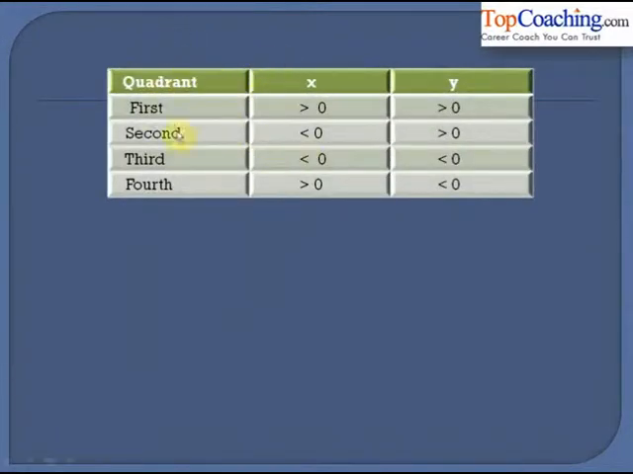Now let's see this table. This is the quadrant, this is x and this is y. So if a point lies in the first quadrant, then both x-coordinate and y-coordinate are positive. If the point lies in the second quadrant, then the x-coordinate is negative but the y-coordinate is positive. If the point lies in the third quadrant, then the x-coordinate is negative and the y-coordinate is also negative. So both x and y coordinates are negative if the point lies in the third quadrant, and if the point lies in the fourth quadrant, we have the x-coordinate as positive and the y-coordinate as negative. Also the x-coordinate is called the abscissa and the y-coordinate is called the ordinate.